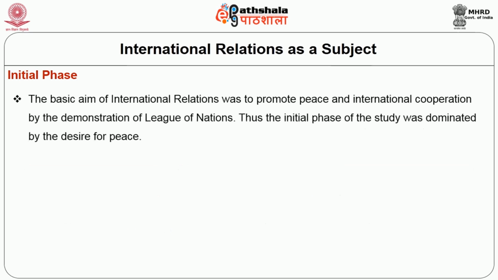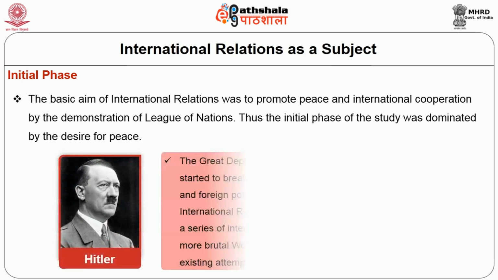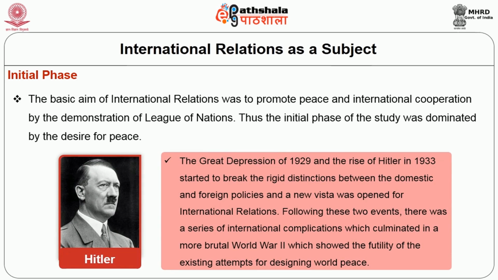The basic aim of international relations was to promote peace and international cooperation by the demonstration of League of Nations. Thus, the initial phase of the study was dominated by the desire for peace. The Great Depression of 1929 and the rise of Hitler in 1933 started to break the rigid distinctions between domestic and foreign policies, and a new vista was opened for international relations. Following these two events, there was a series of international complications which culminated in a more brutal World War II, which showed the futility of existing attempts for designing world peace.